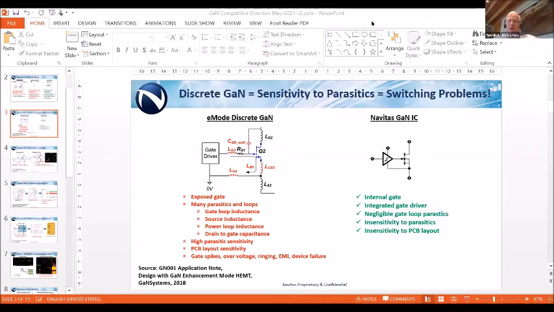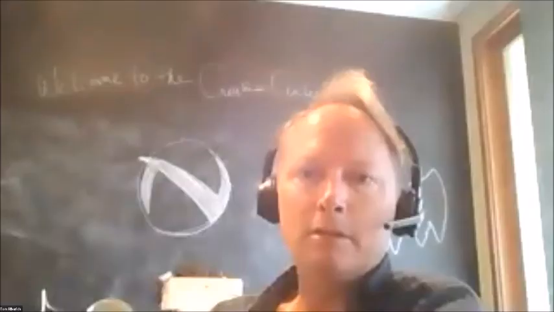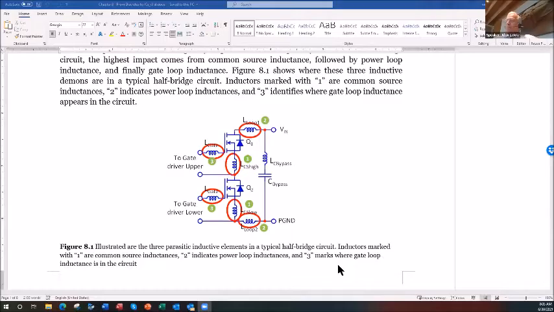Maybe I could also stand on the shoulders of a giant here, if I could, for a second. Maybe share my screen. Please, add to that. In a half bridge circuit, this is what it looks like, and I've circled all those parasitic inductances.